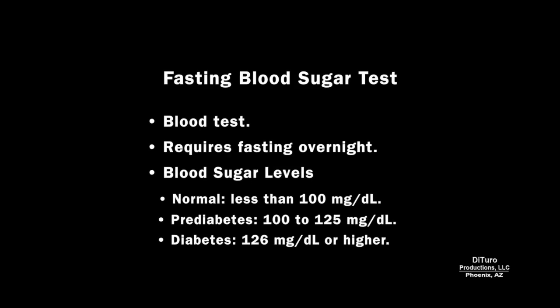The fasting blood glucose test requires fasting overnight. Normal blood sugar level is 100 milligrams per deciliter or less. Prediabetes 100 to 125, and diabetes 126 or higher.